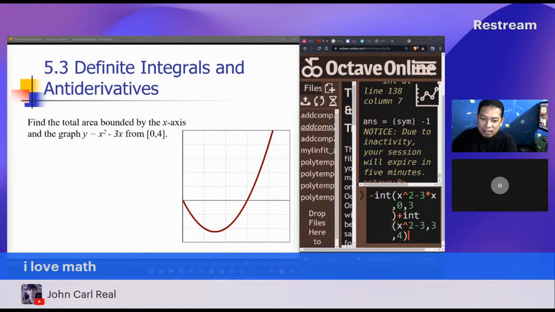Ayan. Okay, Gillian, you have the answer. Sige lang. Yeah, wait lang po. 4.